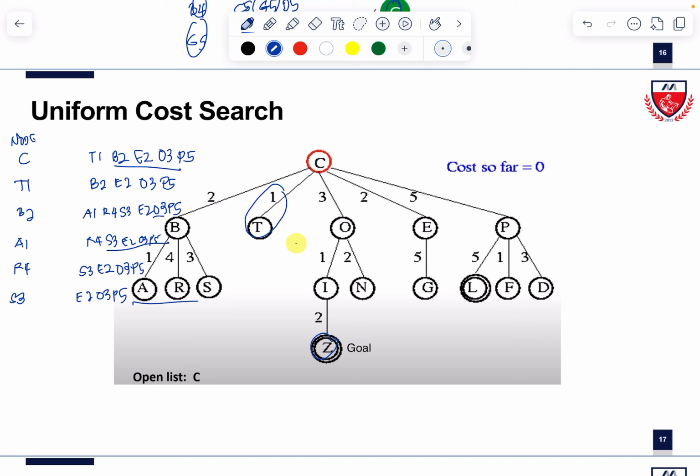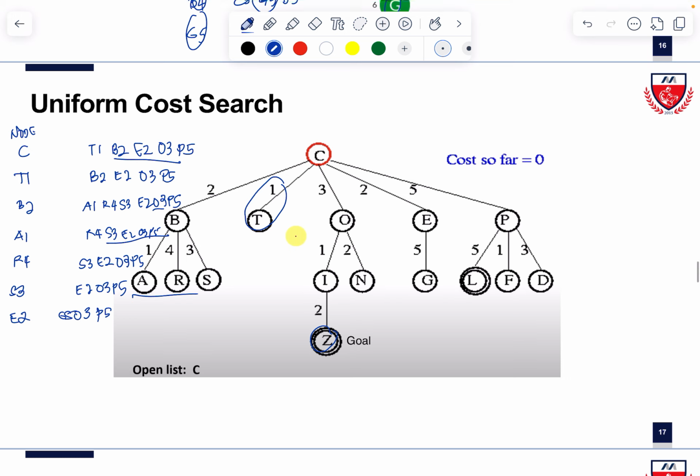Okay, now the next one. Among the three here, which one is the shortest? Of course, we have E2. And then E2 has child G5, so G5, O3, P5. Then visiting G5, it has no children. So we write O3, P5.